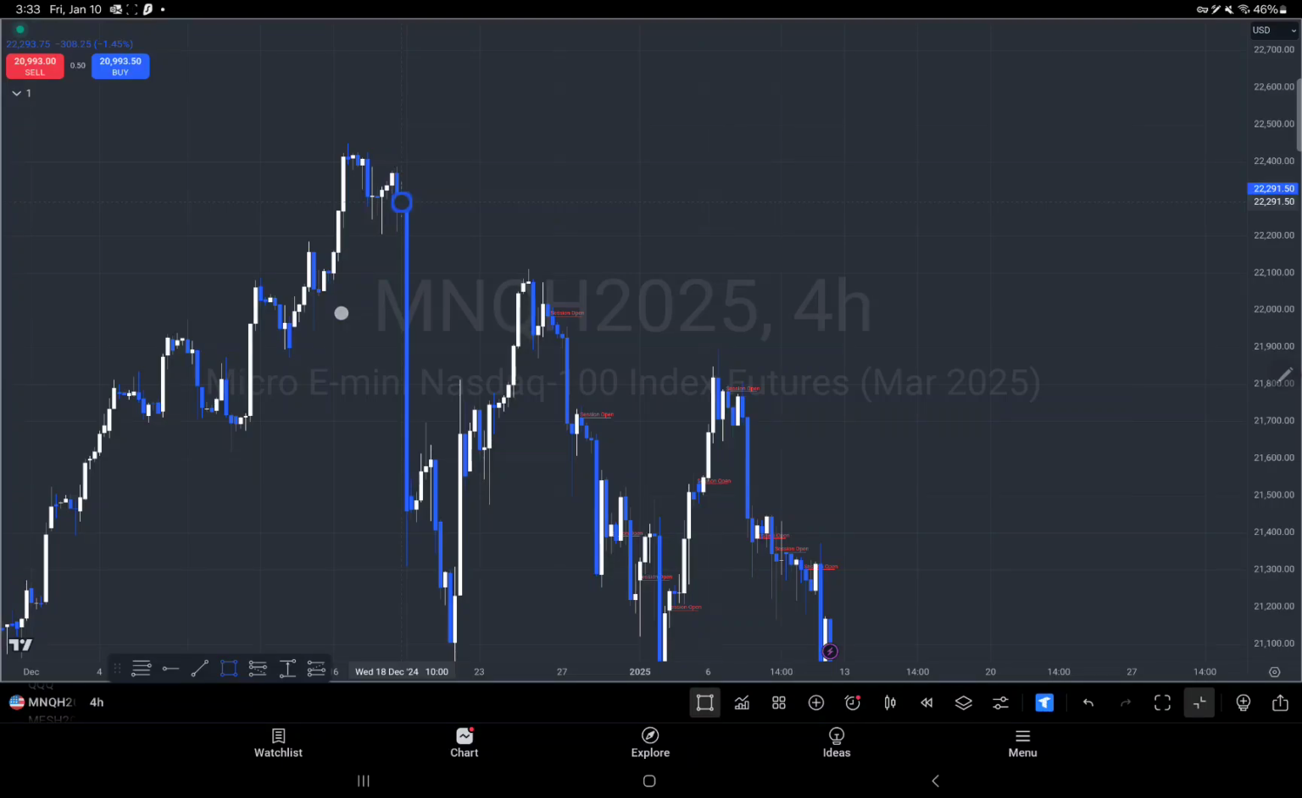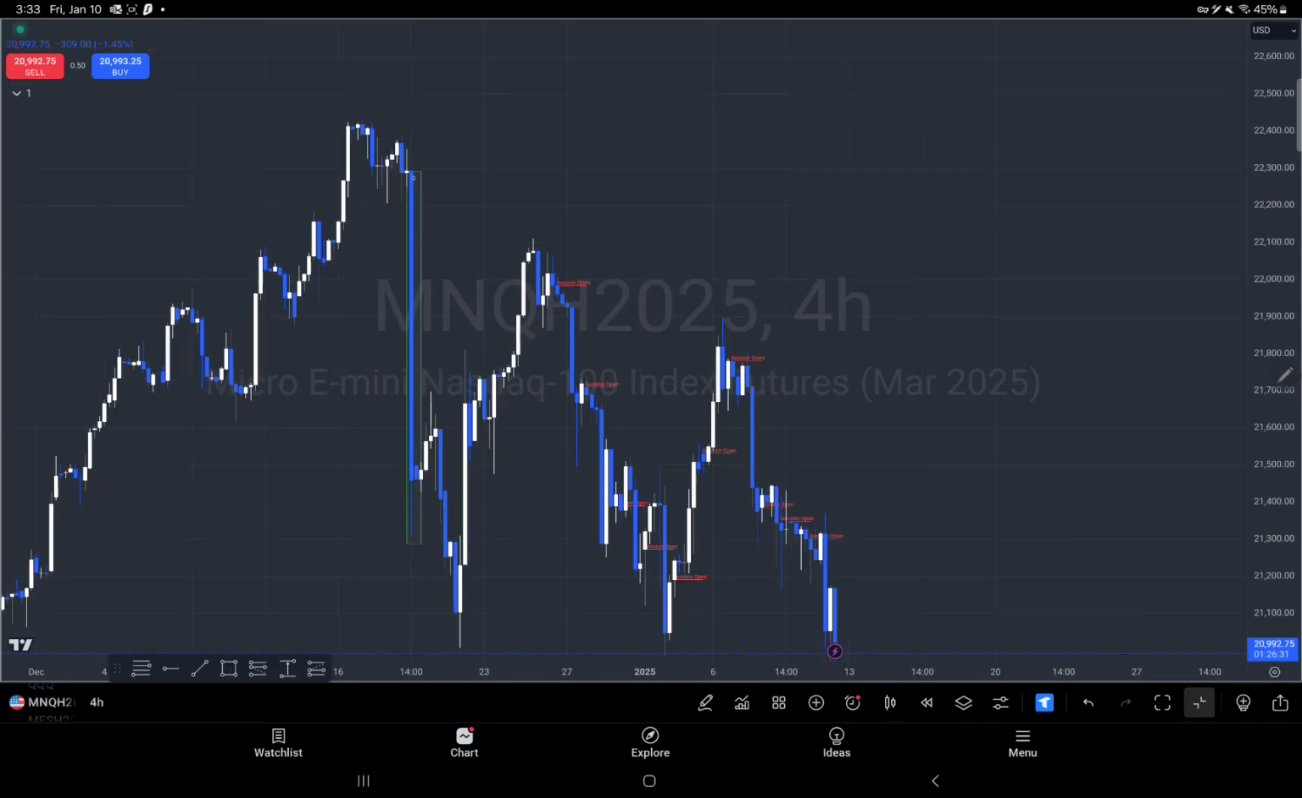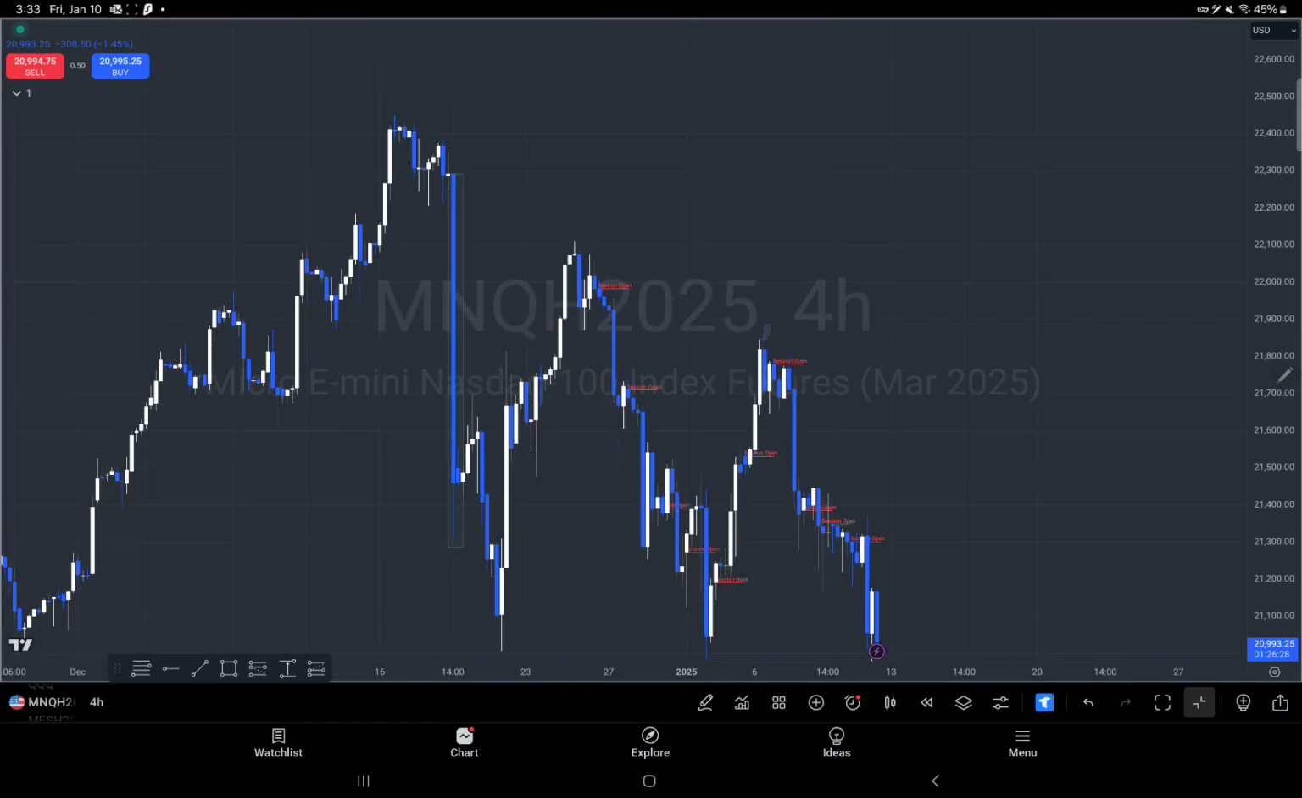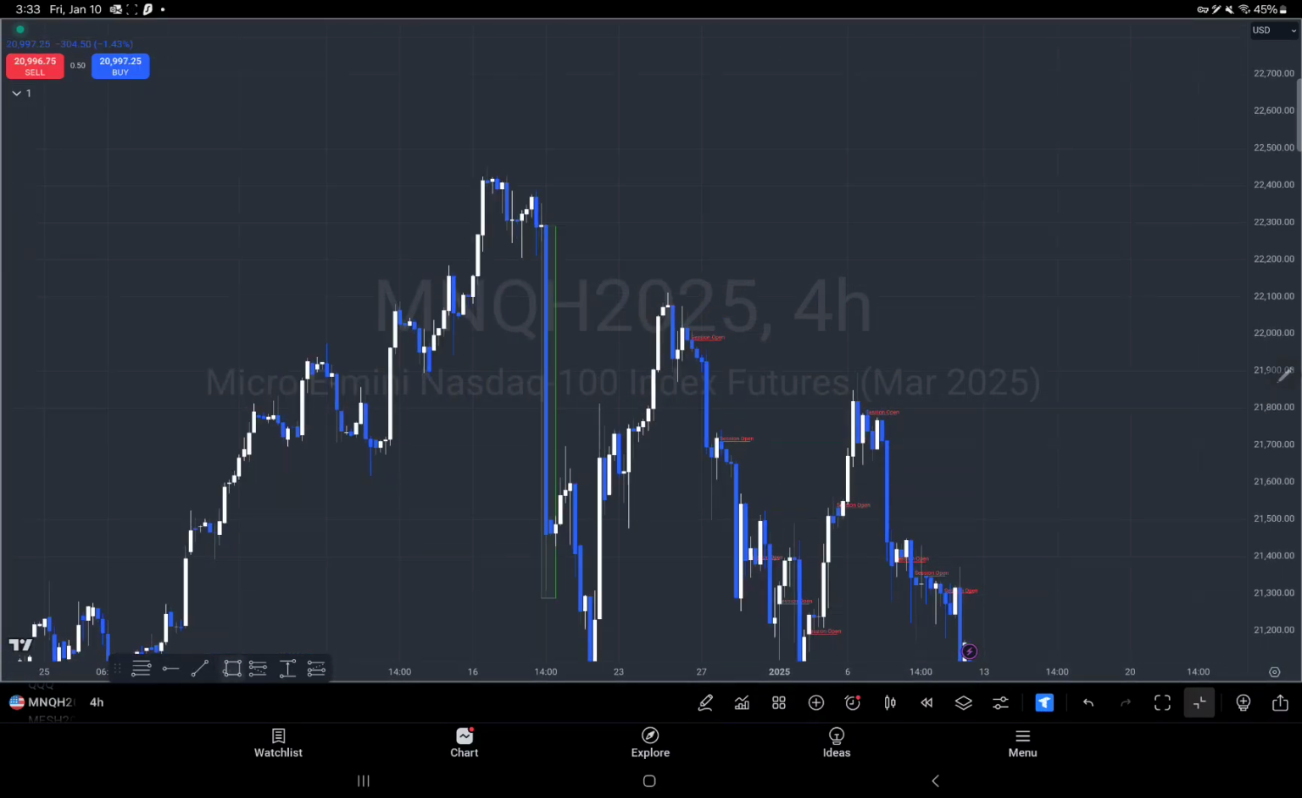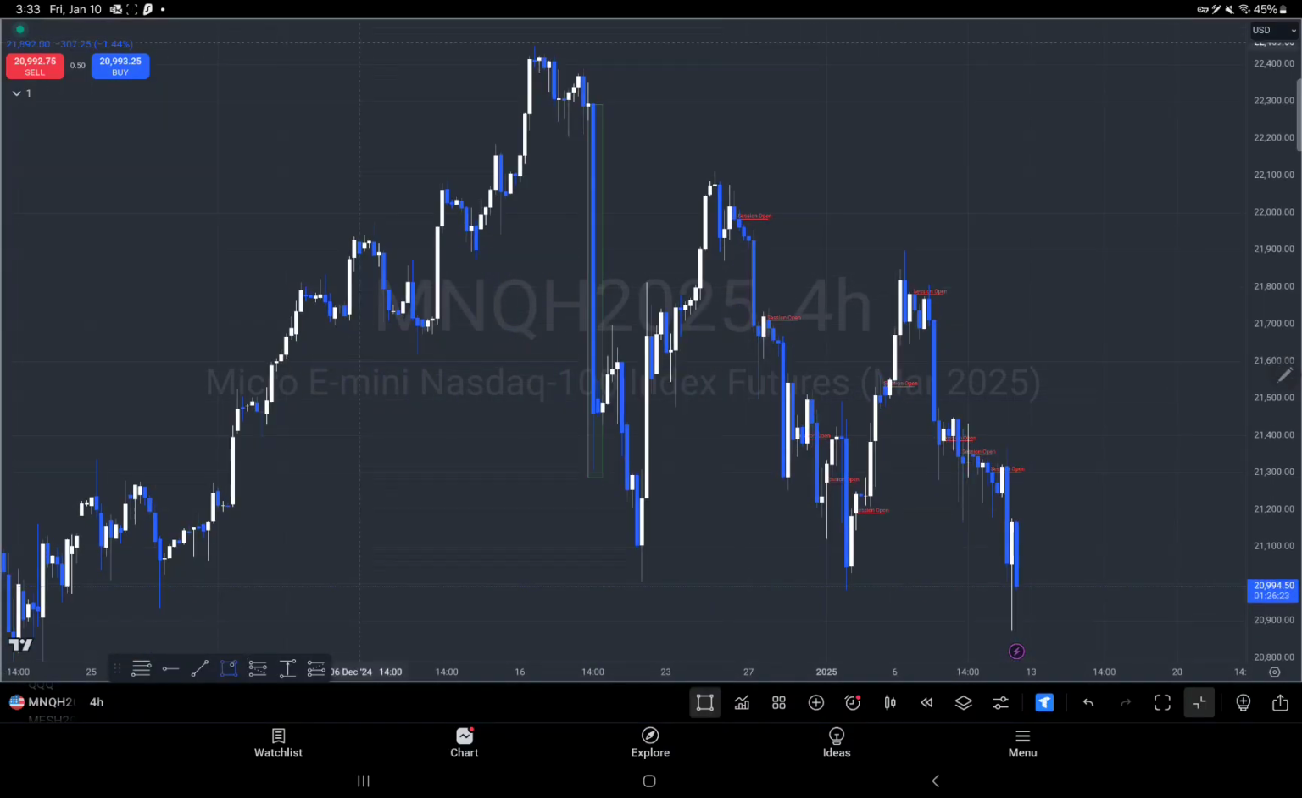It's because of how much volume went into that downward candle. How much volume went into that downward candle? So all these candles here, if you look at all these candles in the past, all these are 4-hour candles. You see the difference between these 4-hour candles and then this one candle?